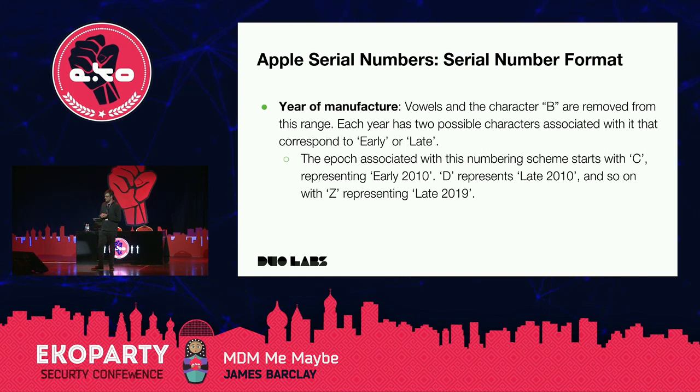Additionally, each year has 2 possible characters associated with it that correspond to the early or late moniker sometimes used in Apple product names. So the epoch associated with this numbering scheme starts with C, which represents early 2010, all the way up to Z representing late 2019. We don't yet know what will happen in 2020, if Apple will roll that over or just stop making computers and iPhones. We'll see.